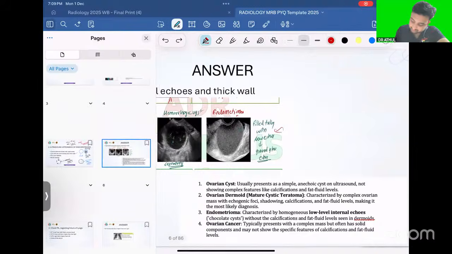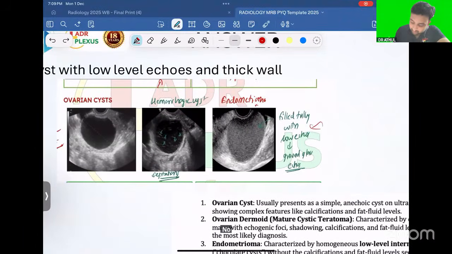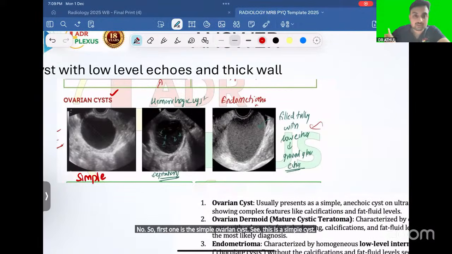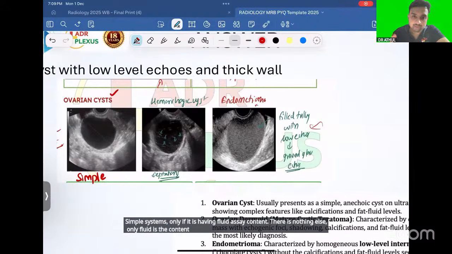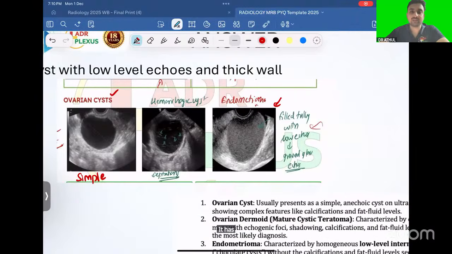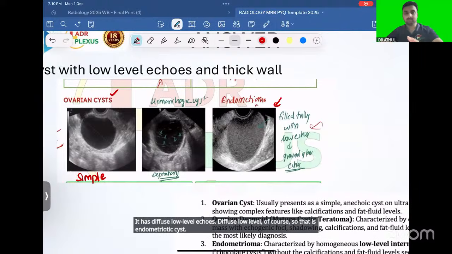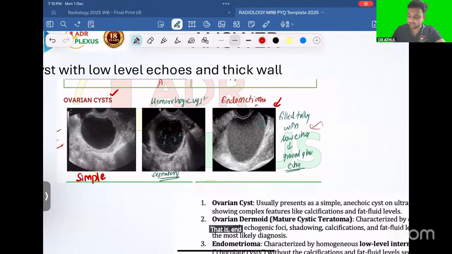Yeah. Now, so first one is the simple ovarian cyst. See, this is a simple cyst. Simple cyst means only it is having fluid as a content. There is nothing else, only fluid is the content. Now, coming to the second one, it has some septations. So that is a hemorrhagic cyst. And finally, the third one, it has diffuse low level echoes. So that is endometriotic cyst. Okay.